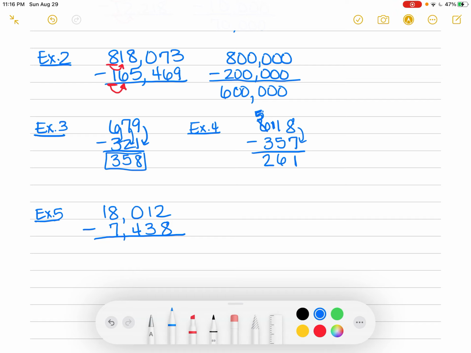Okay, first I say 2 minus 8. Well, I can't do that. You can't do 2 minus 8, so I'm going to have to borrow. I'm going to borrow from this 1, and that's going to make it 0, okay? And that's going to make this 12. So 12 minus 8 is 4.